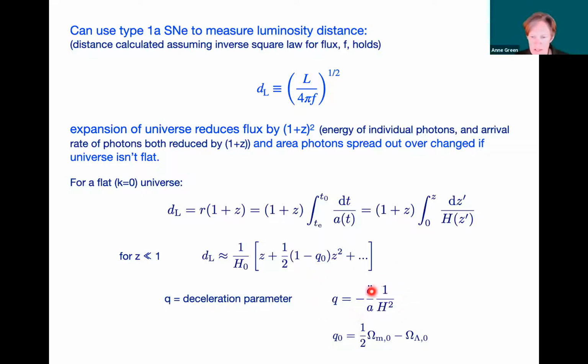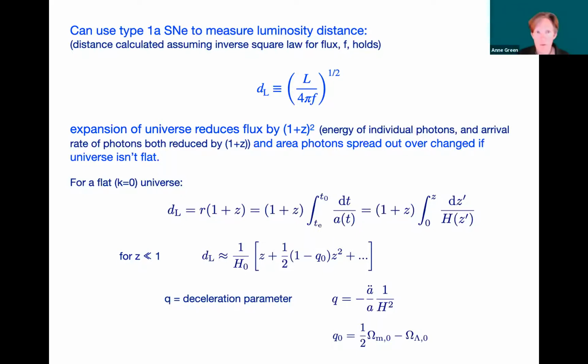So it's minus a double dot, so the second time derivative of the scale factor, divided by the scale factor, times 1 over the Hubble parameter squared. And the minus sign is in here because when people first came up with this, the expectation was the universe was just made of matter, so gravity should be slowing things down. So we would expect it to be decelerating, we'd expect a double dot to be negative, and so then combined with this minus sign, the expectation is you'd then end up with q being positive.